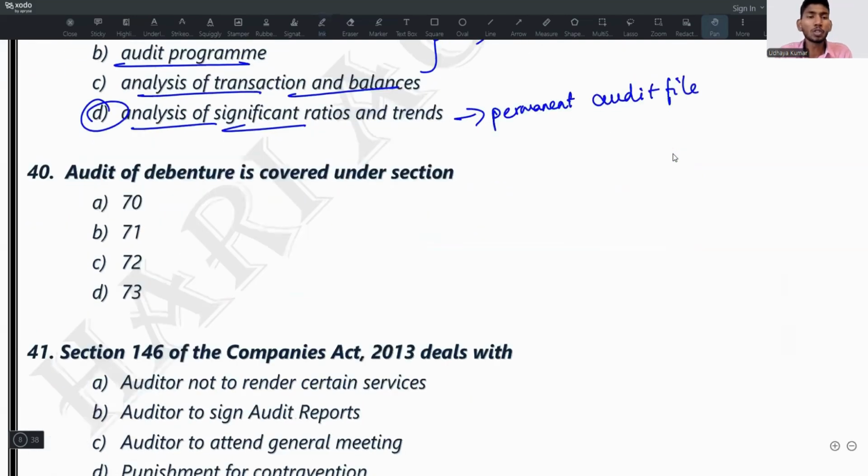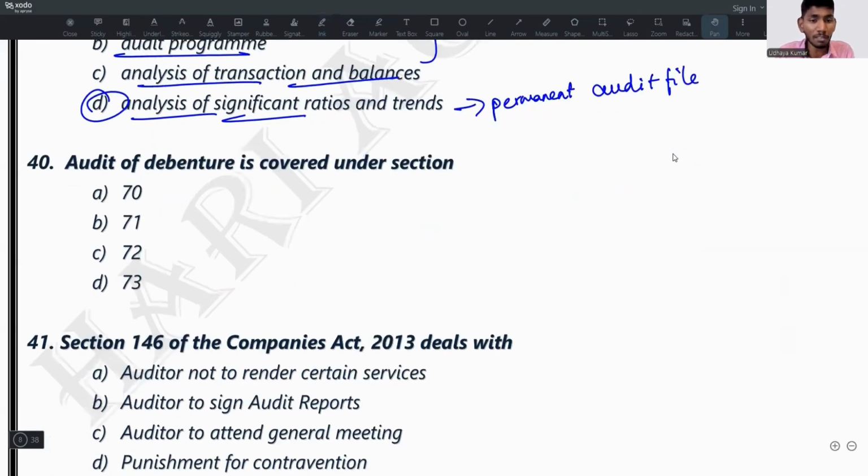So moving to the next question, which is audit of debenture is covered under which section? We have discussed, right? Section 71, which is nothing but issue of debentures. While discussing the audit of some special transactions, we discussed it in our regular classes.